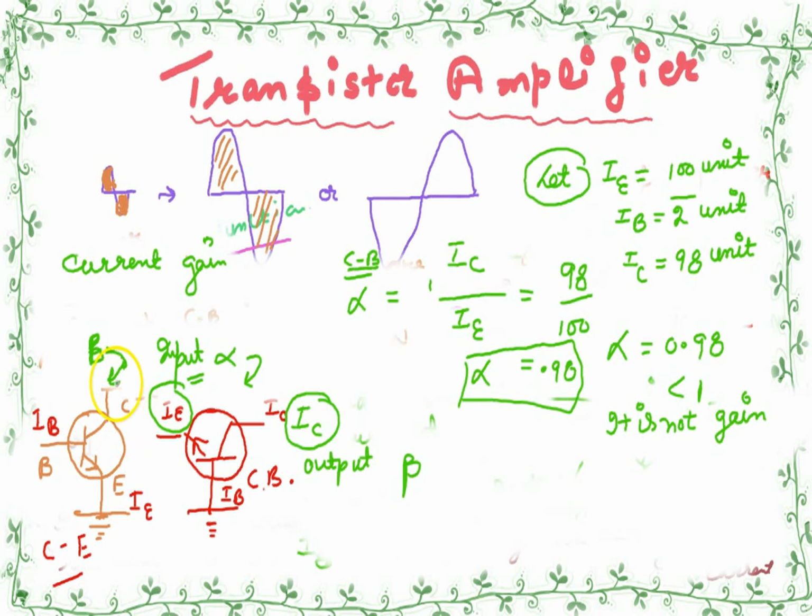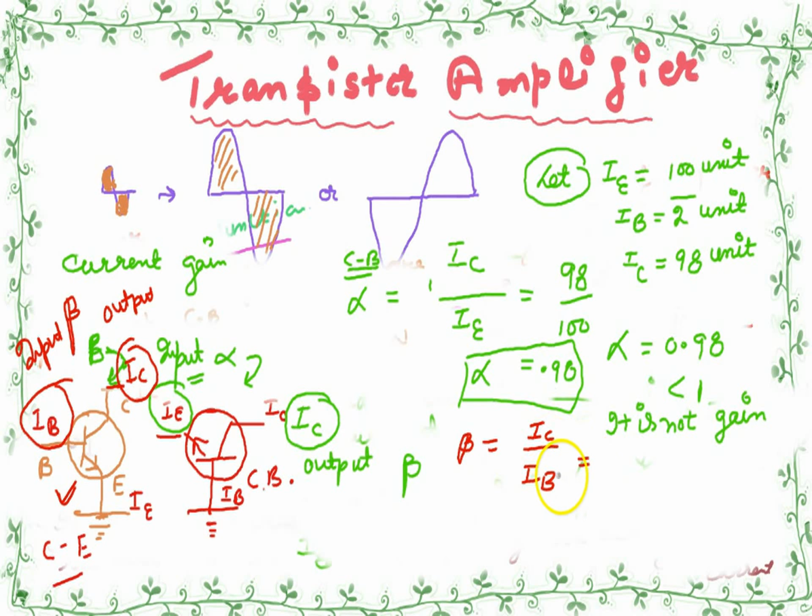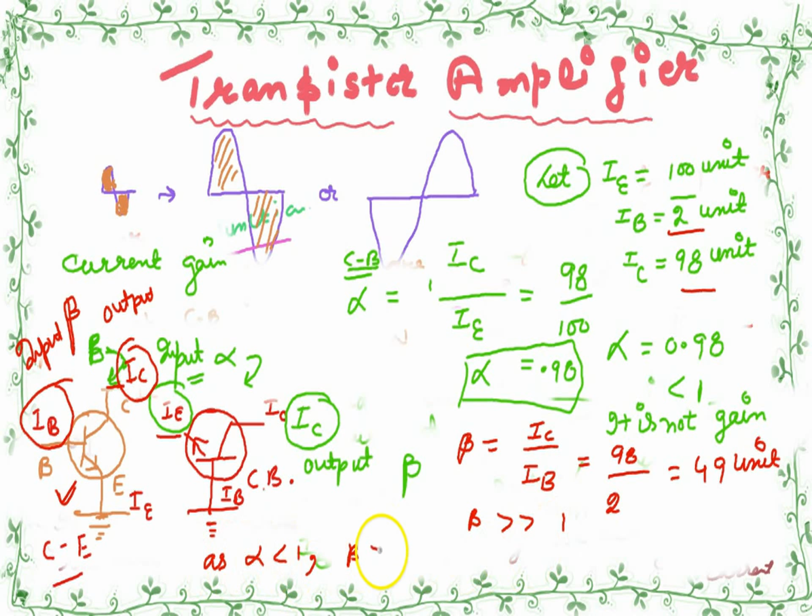Now we are coming to beta. These are all DC conditions, remember. We are not applying the signals then. Here we are discussing without the input signal, under DC conditions. So what is beta? Beta is current gain in common emitter, IC over IB. What is IC? 98. What is IB? 2 units. 98 over 2, it is 49 units. So this is very good current gain in common emitter. This is the answer to why common emitter is mostly used.